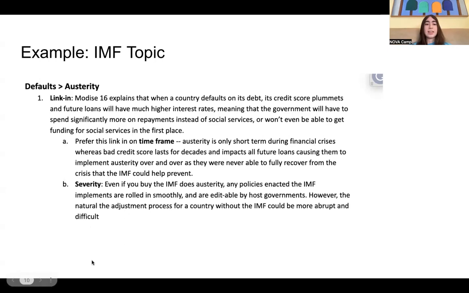B is severity. Even if you buy that the IMF does austerity, when austerity happens through the IMF, you have professionals who have been working and perfecting how the IMF does austerity for decades. So the measures are implemented smoothly, right? You have people making sure that it doesn't go wrong. They're actually editable, right? So when the IMF says, here are the austerity measures we want you to take, host governments can try to edit and revise it. However, when you have natural austerity, which happens when your credit score drops, it's abrupt. And countries can't control that to any extent. It's abrupt and it's out of their control. And it happens just because they can't afford social services. So it's saying that the austerity that might happen, even if you buy that the neg case occurs, is better than the austerity that would happen if the link is true.